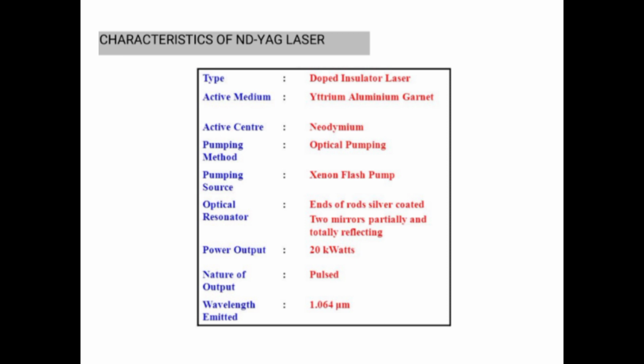It has an optical resonator, that is, the ends of the rods are polished with silver, and two mirrors. One of them is totally reflecting and the other is partially reflecting. Its power output is 20 kilowatts and its nature of output is pulsed. Its wavelength is 1.064 micrometer. These are the characteristics of the Nd:YAG laser.